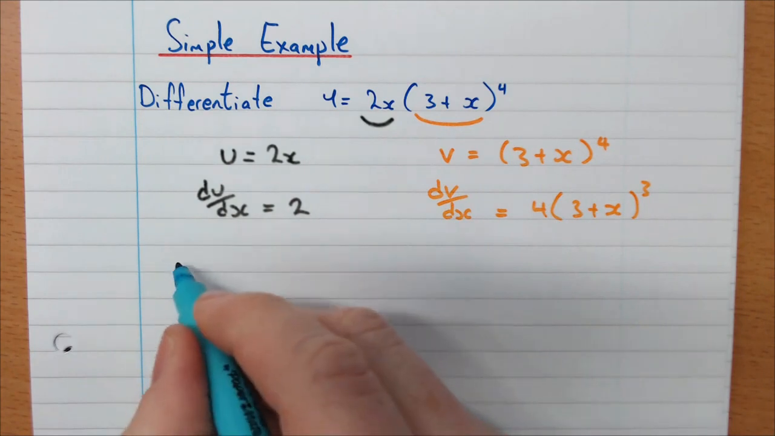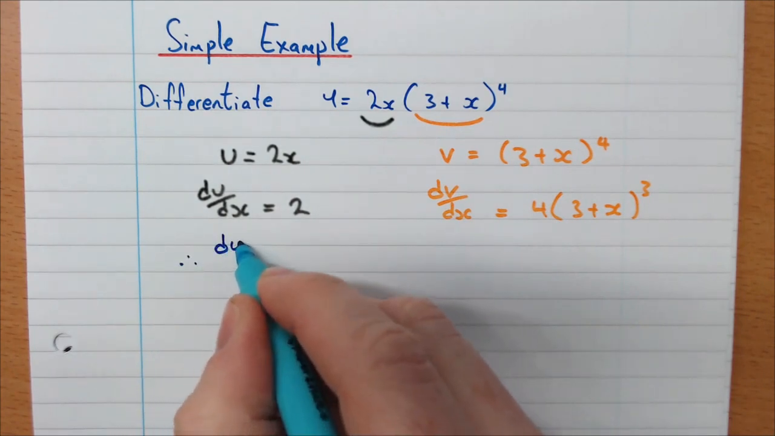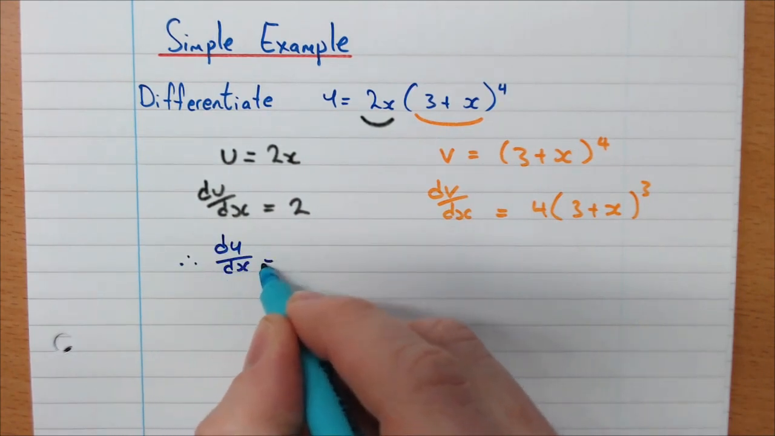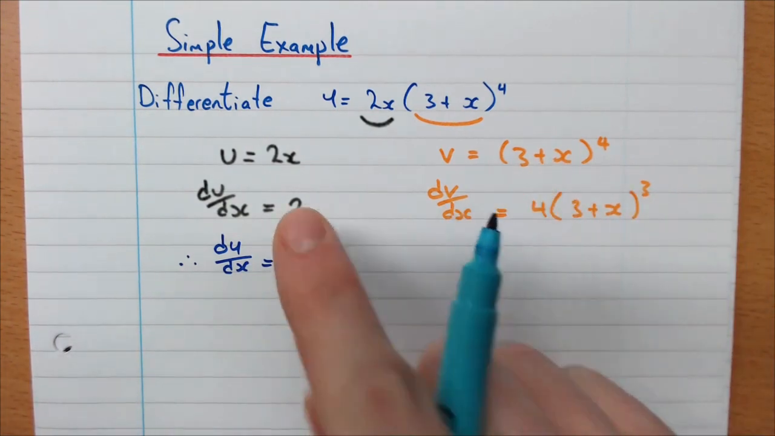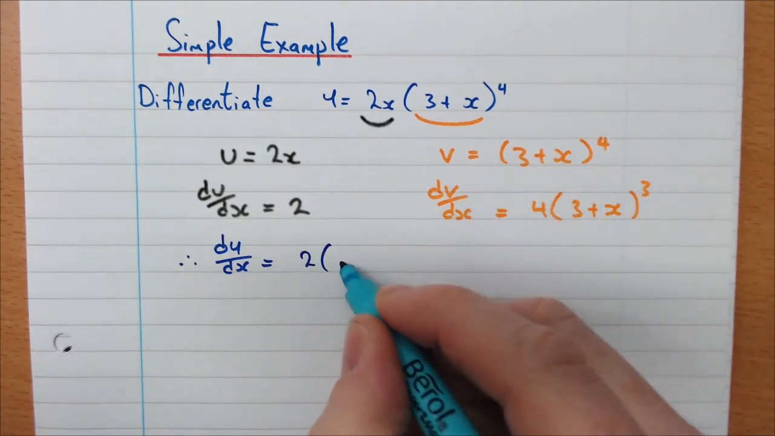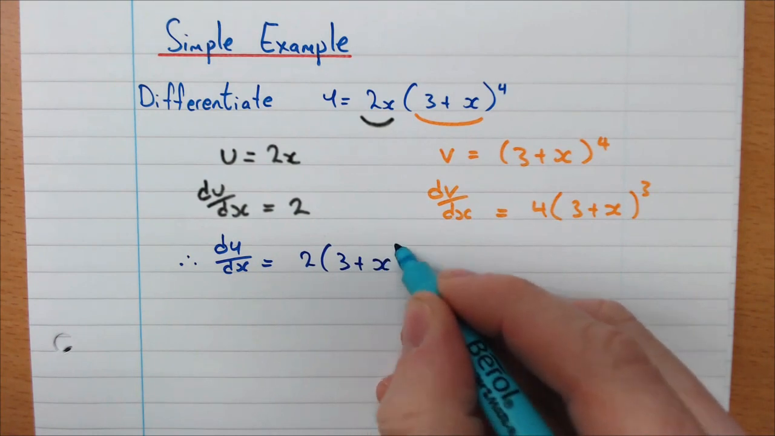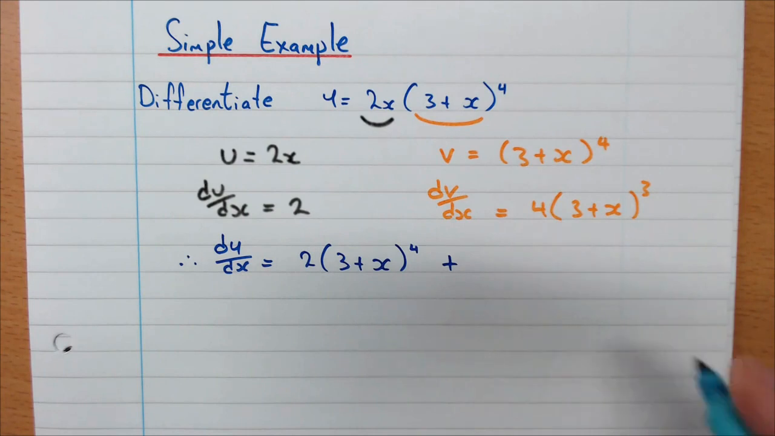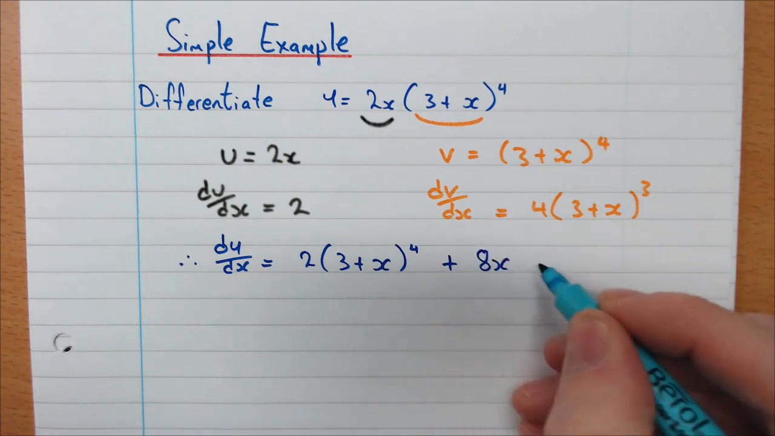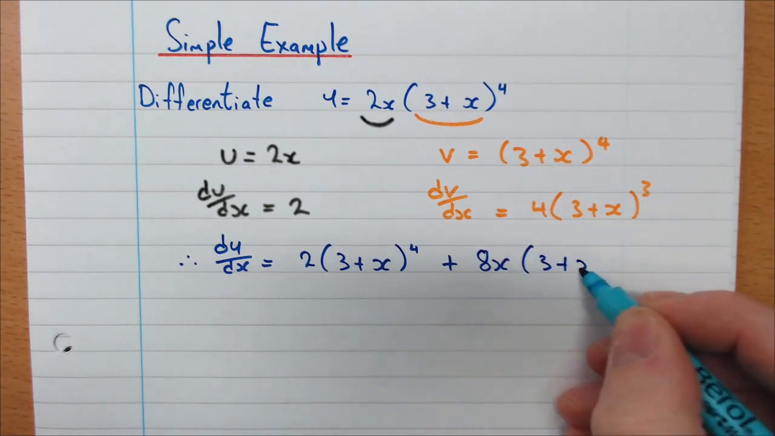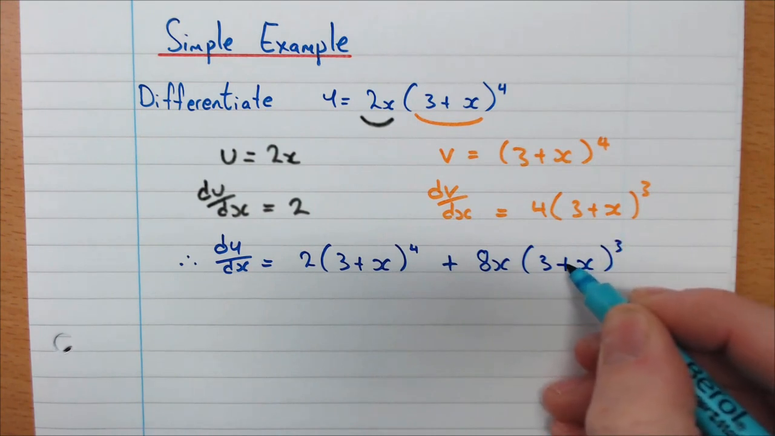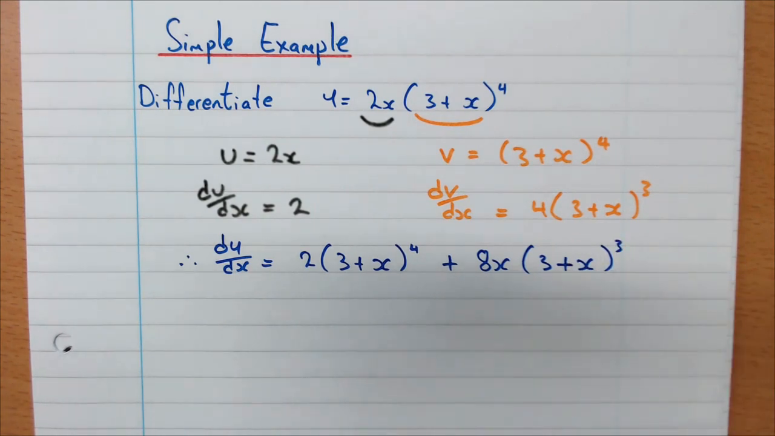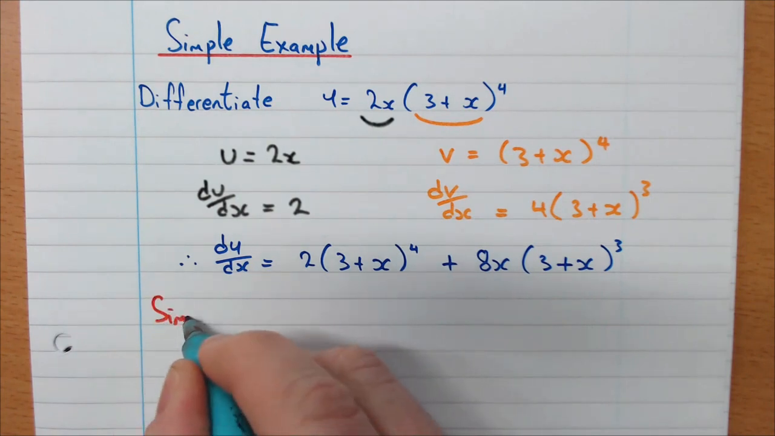So our rule: v du/dx plus u dv/dx. Simply look at what you've written down and put the bits together. So v times du/dx is 2 lots of (3 plus x) to the power of 4, and u dv/dx, now be careful here, there's a 2x times 4, which is 8x, and then your bracket (3 plus x) cubed. And if your question says differentiate it, boom, you're done. It may go a step further and ask you to simplify it though.